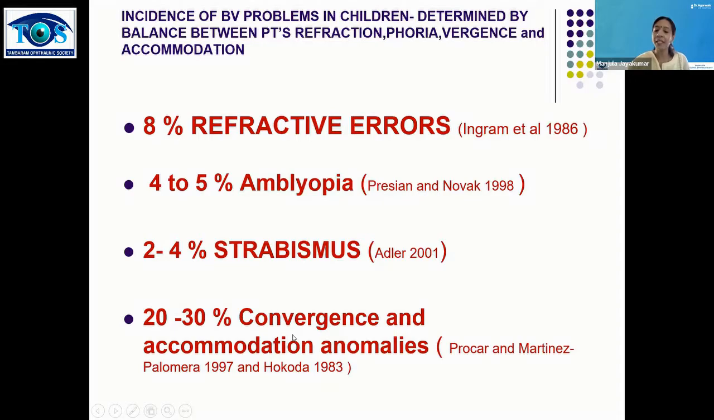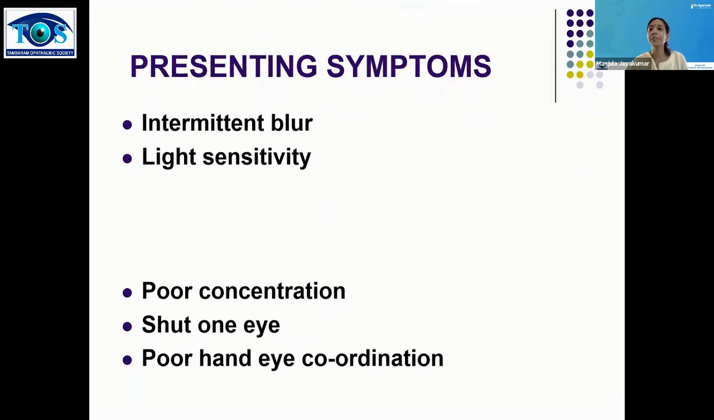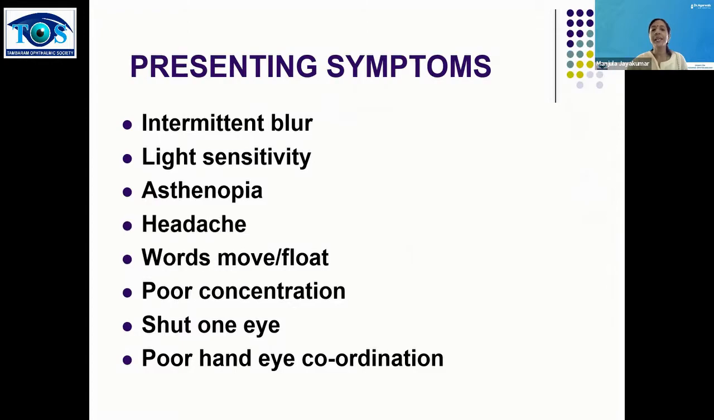convergence and accommodation anomalies. There are a lot of presenting symptoms these patients present with, but the most important symptoms that you need to ask about are the presence of asthenopia, headache, and words that move or float. These are the important symptoms to ask if you suspect a binocular vision problem.